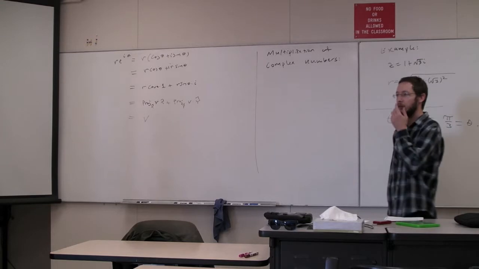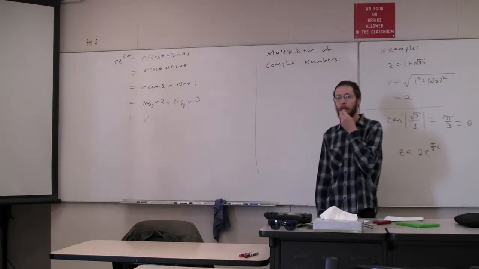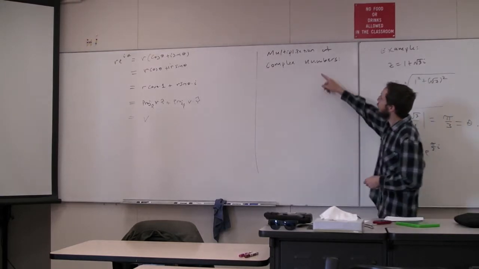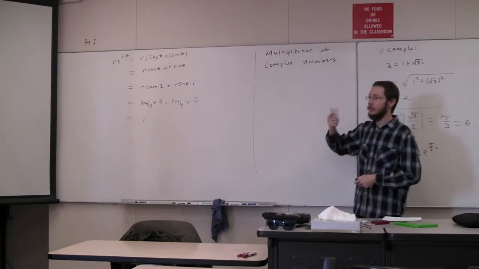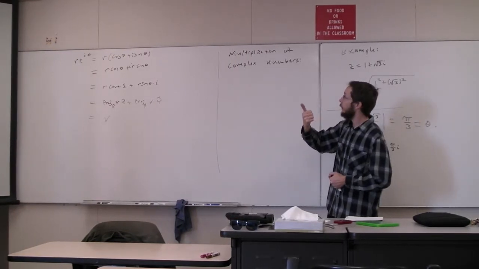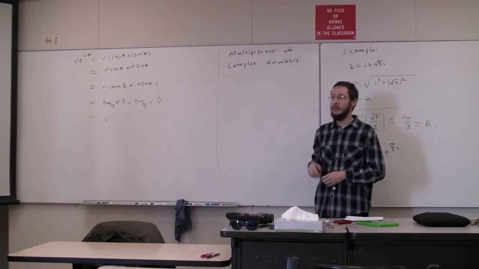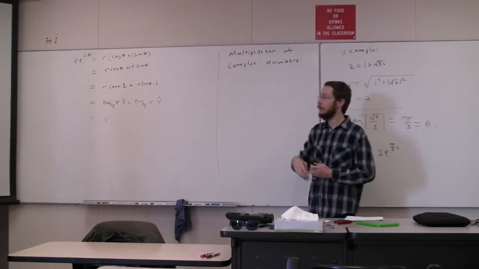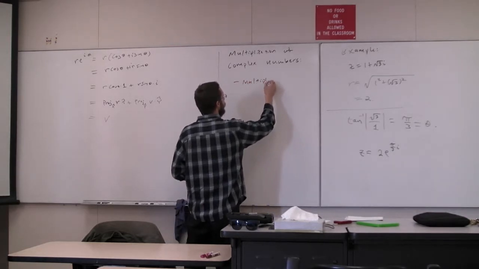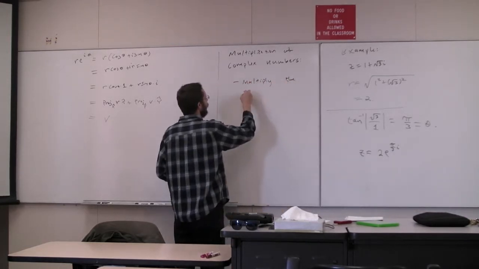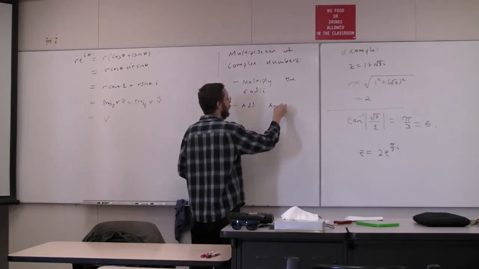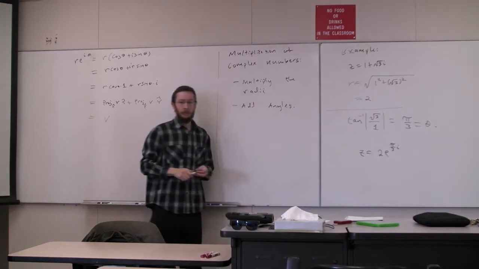Has anyone seen multiplication of complex numbers before and what it represents? No? So this is new territory for me? Good. It's really interesting. Multiplication of complex numbers consists of two operations. First, multiplying the radii of the complex numbers, and second, it amounts to adding the angles. So multiply the radii. Add the angles.